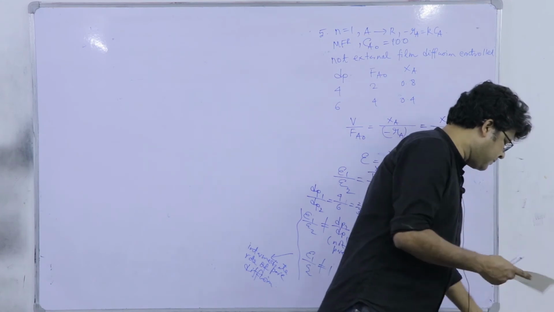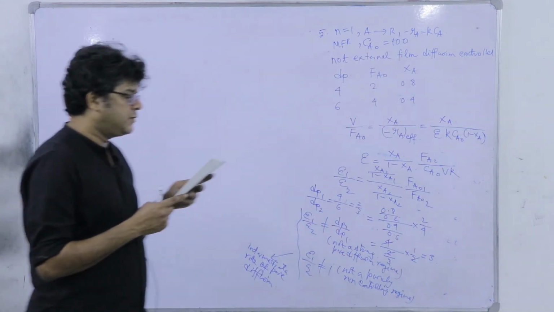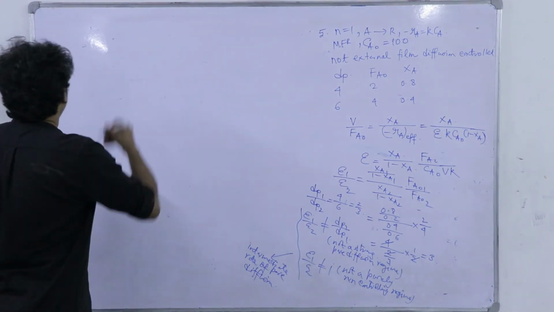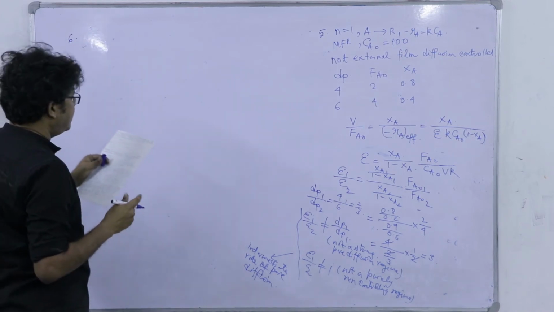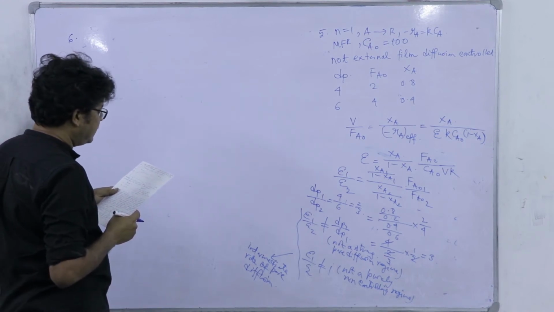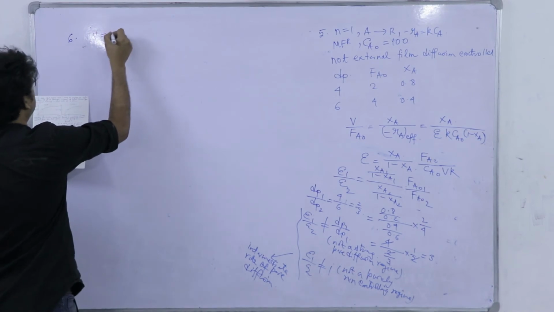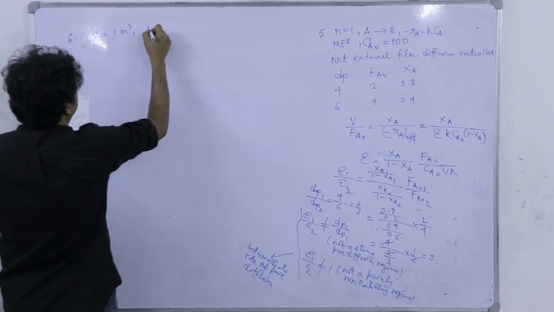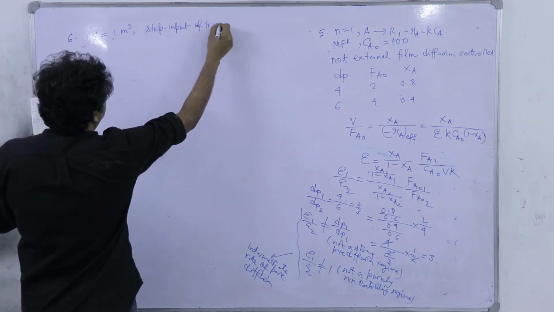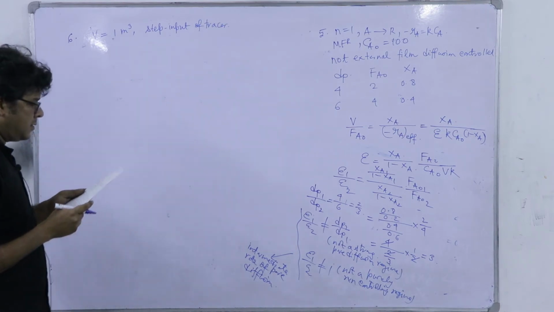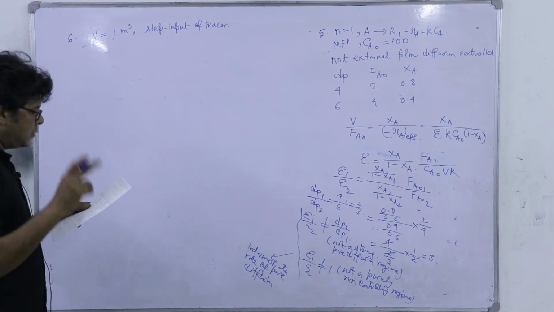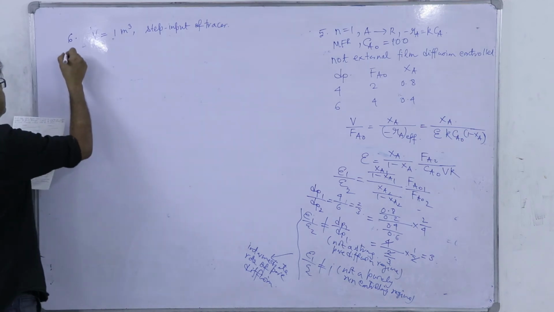Let's see a different problem. A step input tracer is used to explore the flow pattern. So a step input pattern, this is question 6. A step input tracer test is used to explore the flow pattern of fluid through a vessel of total volume 1 meter cube, with a step input of tracer. Right. So, two curves are given. What are they?